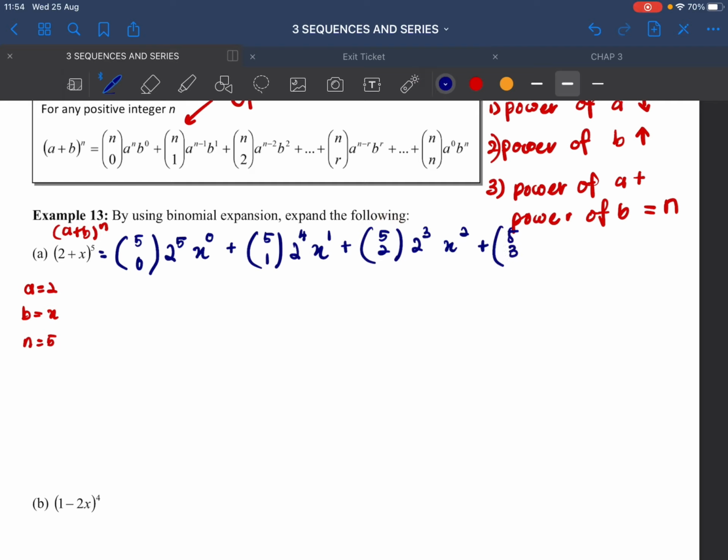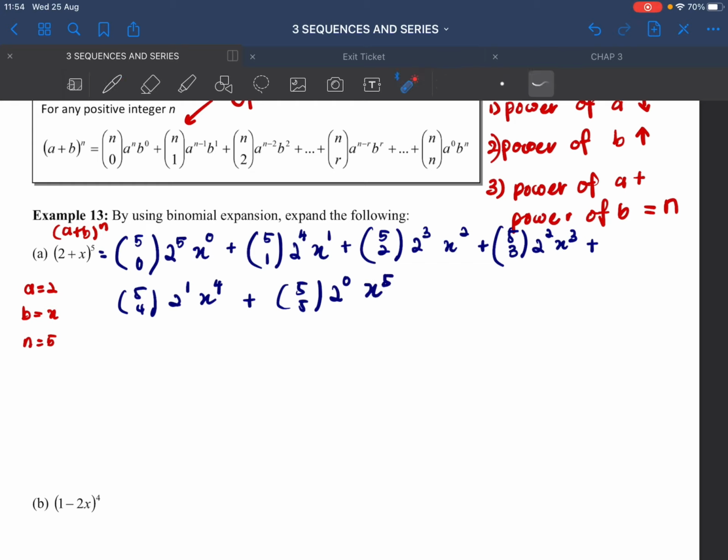5C3, 2 to the power of 2, x to the power of 3, plus 5C, berapa tu? 4, 2, power of a decrease, power of b increase, plus 5C5, power of a decrease, power of b increase. Okay, let's check. 5 plus 0, we will get n. Okay, 4 plus 1, we will get n. So 3 plus 2, we will get n. Okay, so betul lah.